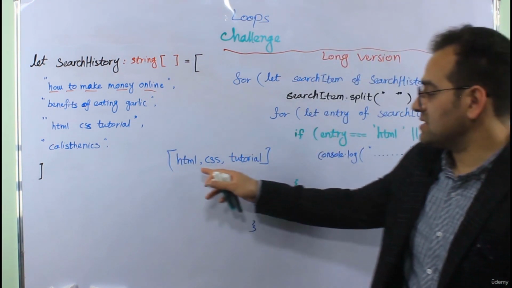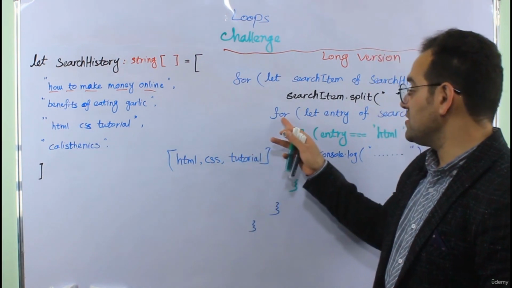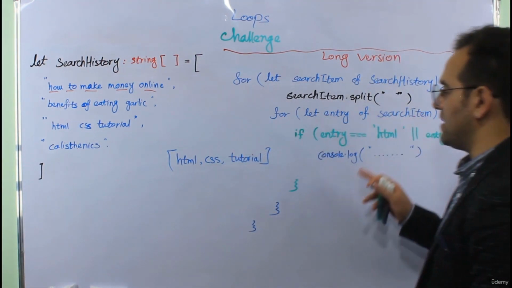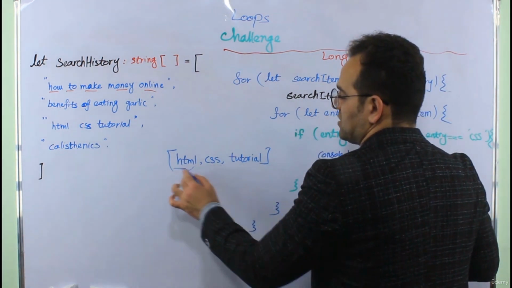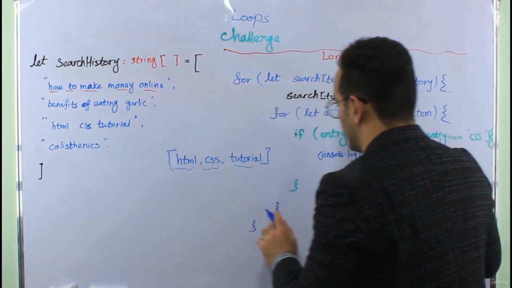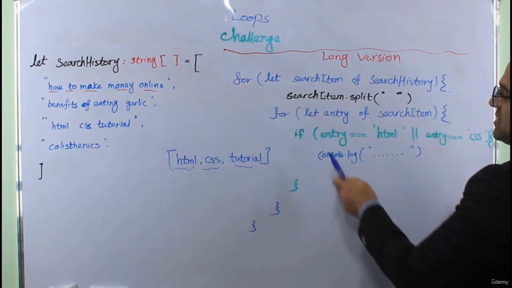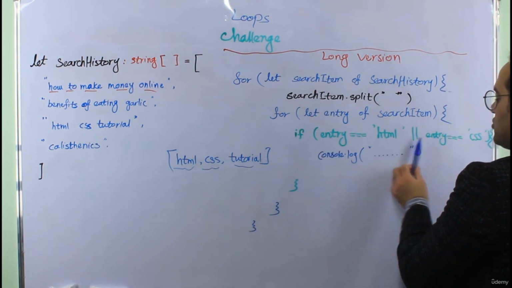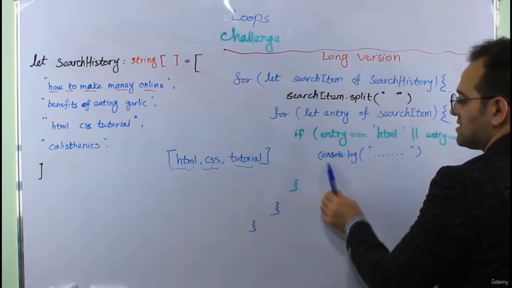Now, when it puts that within an array, we are going to do another for of loop. We're going to say for let entry of search item. And at this point, entry could be HTML, could be CSS, could be tutorial. And then we do an if statement. We say if entry is equal to HTML, print this. If entry is equal to CSS, then print this.